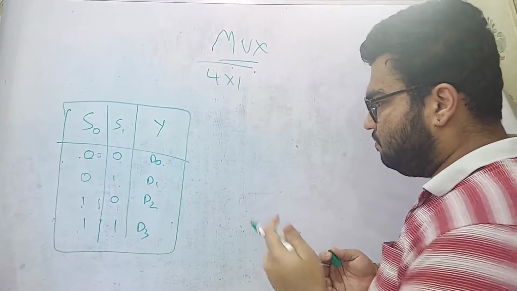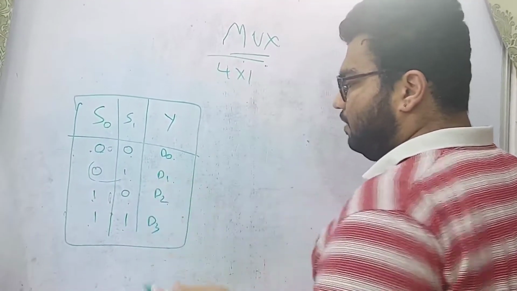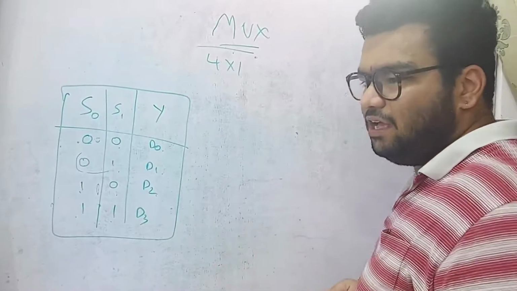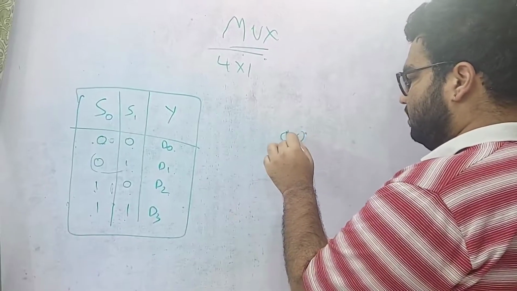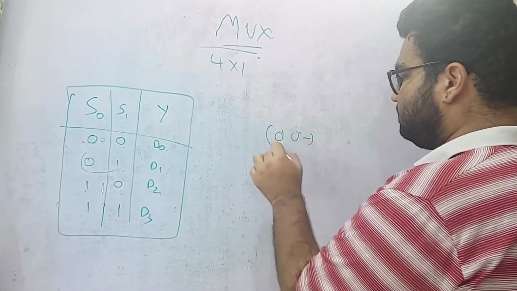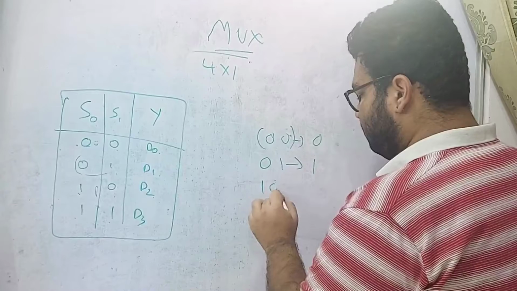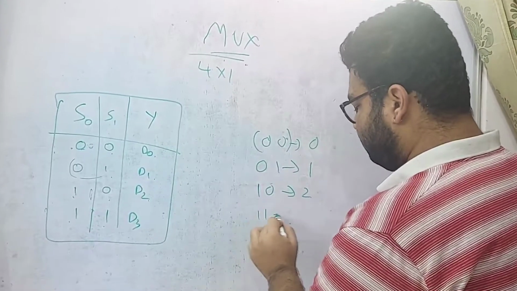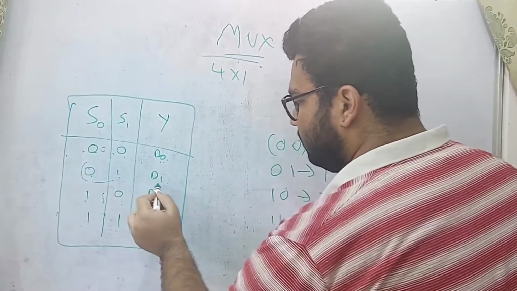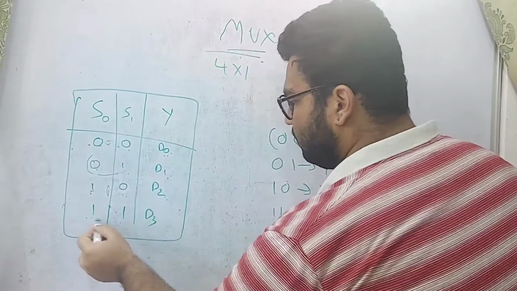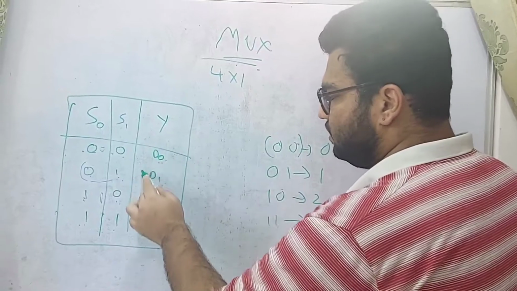If you get confused about which combination gives which output, I can tell you a simple trick. You know that 0, 0 is binary. These two are binary digits, but the decimal equivalent would be 0. For 0, 1, the decimal equivalent is 1. For 1, 0, it is 2. For 1, 1, it is 3. So for 0, 0 it is 0; 0, 1 is 1; 1, 0 is 2; 1, 1 is 3. A simple trick to remember for which combination the output is.